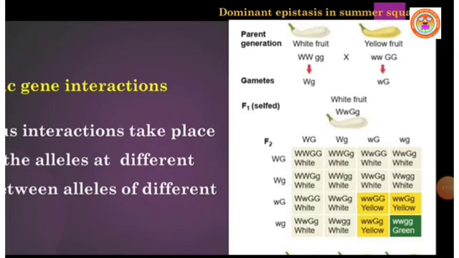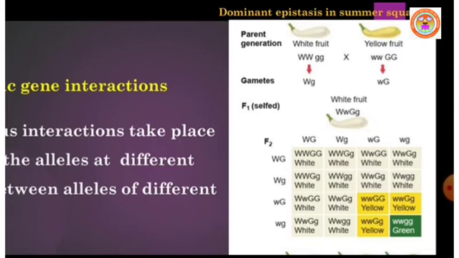The cross between the two parents. One parent which produces the white fruit has the genotype capital W, small g, and the yellow color fruit is produced by small w, capital G. The dominant allele capital W is called the epistatic gene, and the hypostatic allele is called capital G.